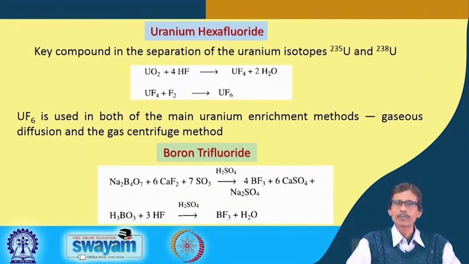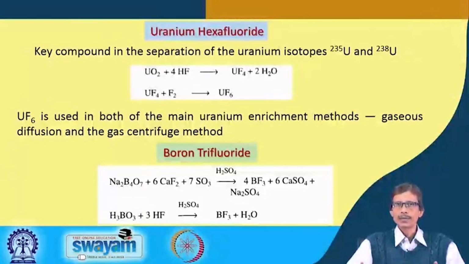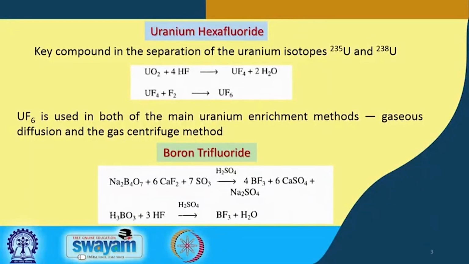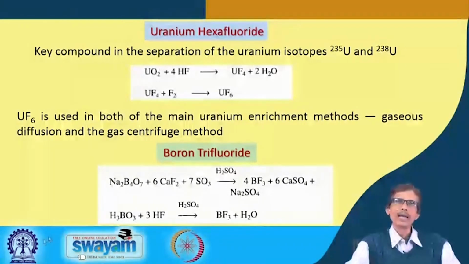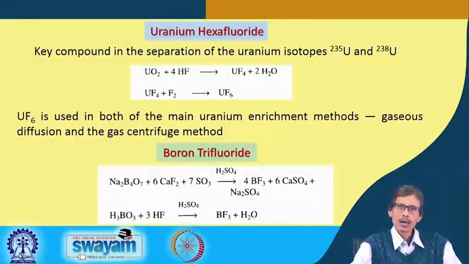So, in that particular case you have to react with a simple acid-base reaction, because if you react it with HF, that boric acid can directly react to give you your BF3 and the water molecule. So, via boric acid also you will be able to make your boron trifluoride.